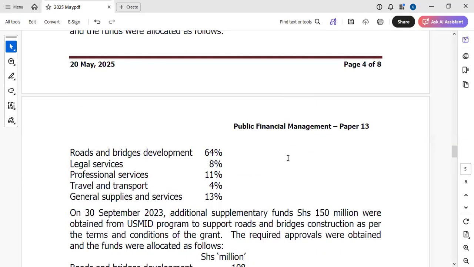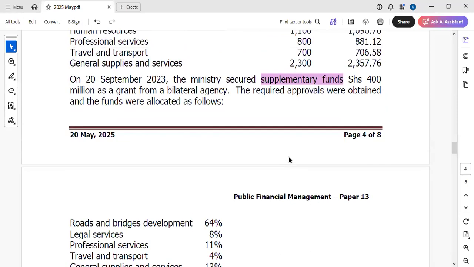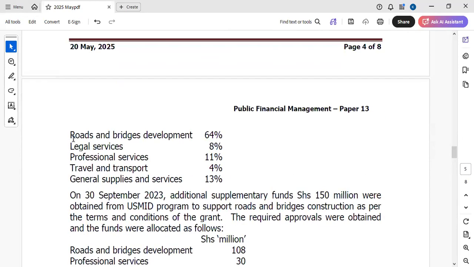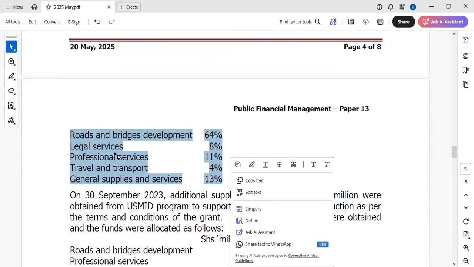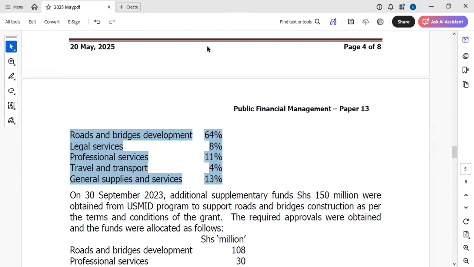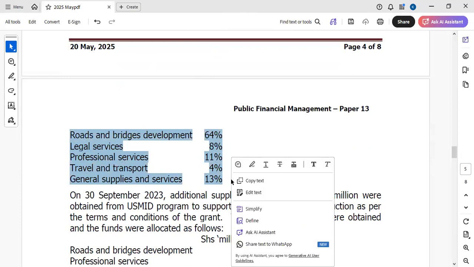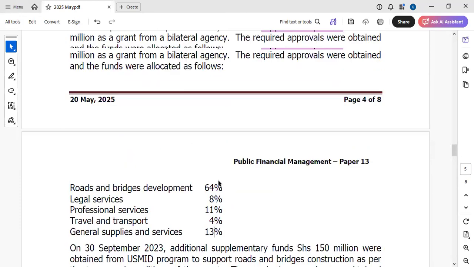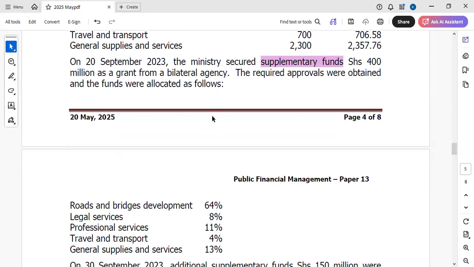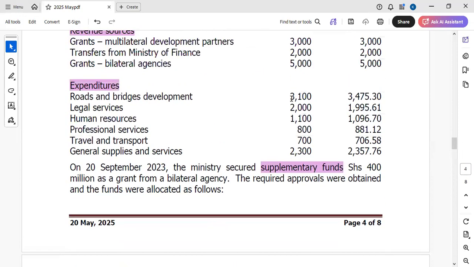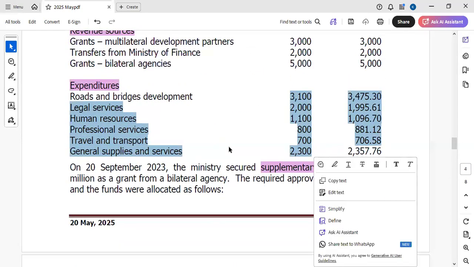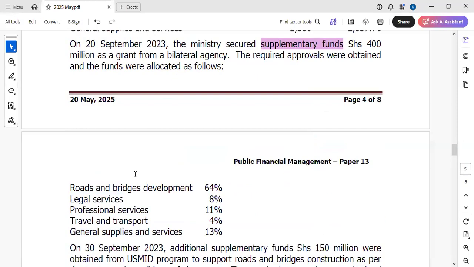But now, this supplementary fund that you received, we see that the entity allocated it. It means that now you will need to adjust your expenditure budget. These items were already part of our budget. So since you are allocating more money, it means that the initial budget here will increase for these items that we have here.